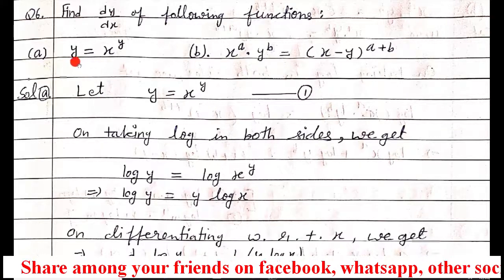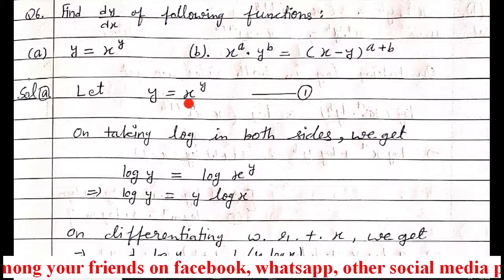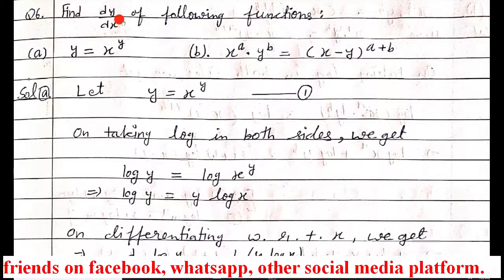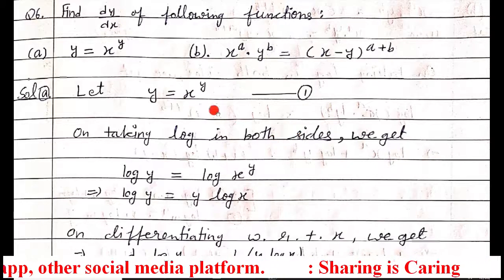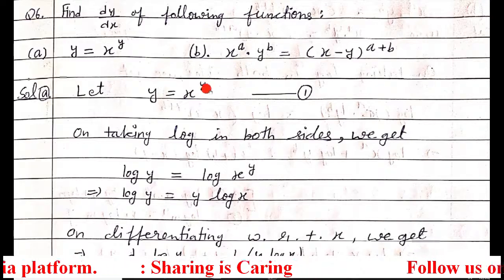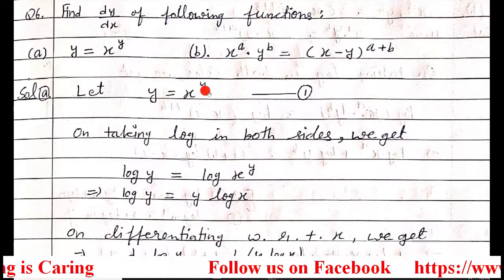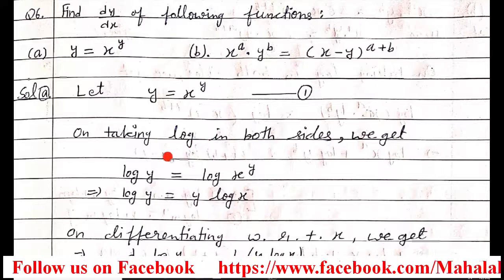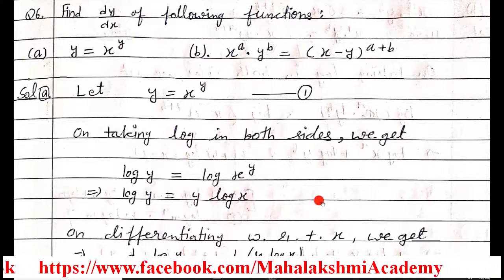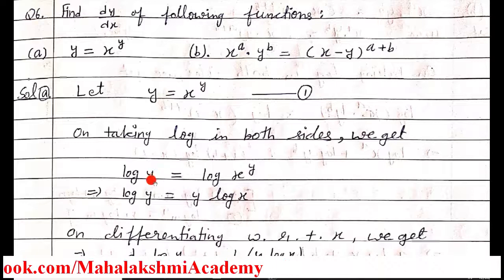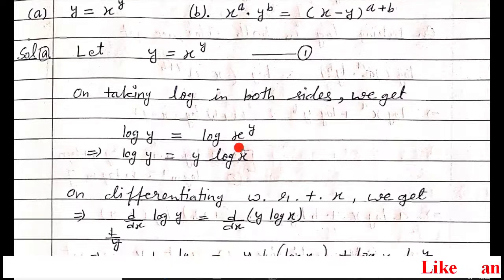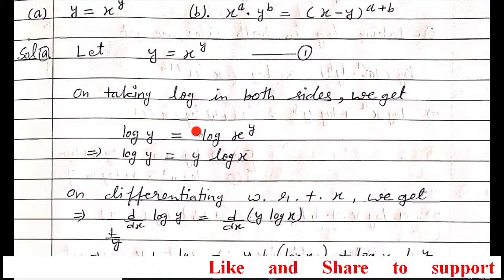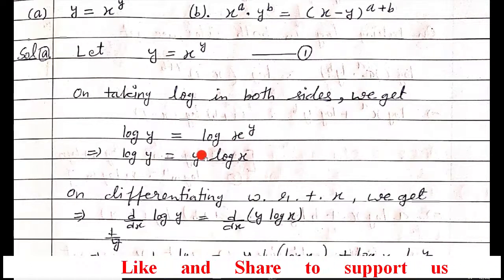In part A, y equal to x to the power y is given to us, and from here we have to find dy over dx. So I assume this as equation 1. Now because it's an implicit function, in which the variables we cannot separate, that's why we'll take log on both the sides. So it's going to be log y is equal to log x to the power y. Here I used the formula that in log m to the power n, the power comes in front of the log. That's why y came here.